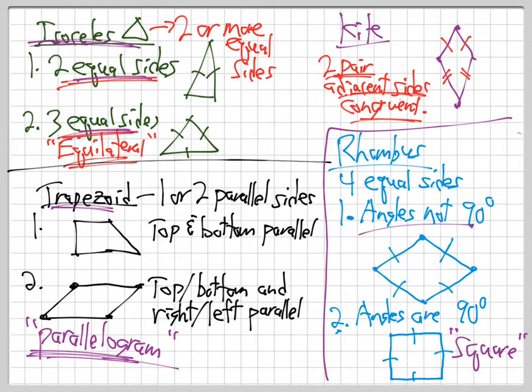By the way, notice square fits almost every category. A square is a kite, too. He's a perfect kite, right? What do you got to be to a kite? Two pair of adjacent sides. Well, square has all four sides the same. So yeah, he's a kite. Square is a perfect kite, isn't he?